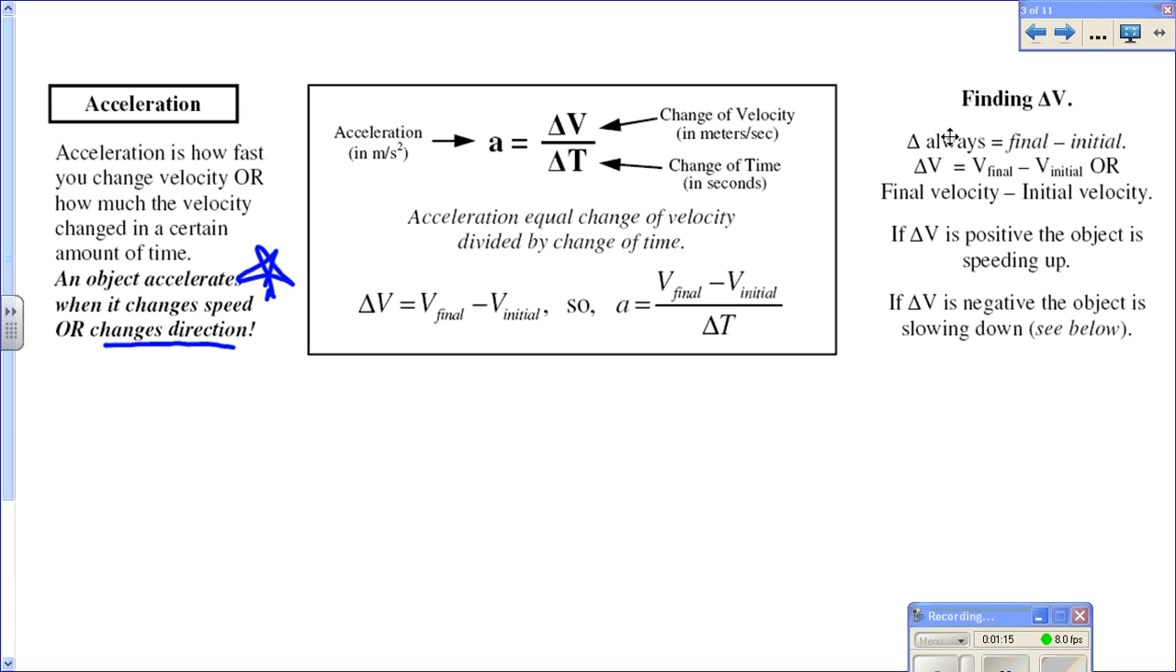So when you find your change, it's always the final, the second event, minus the first event. It's kind of like when we find slope, it's y2 minus y1 over x2 minus x1. So it's the second event, it's how much it changes. If the second event is larger, then you'll have a positive. If the second event is smaller, you'll have a negative.